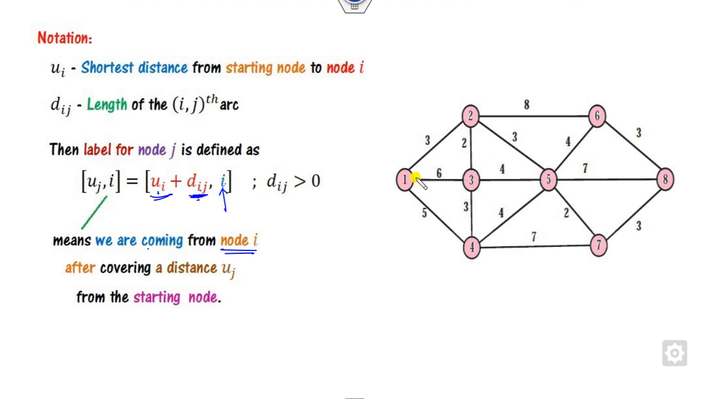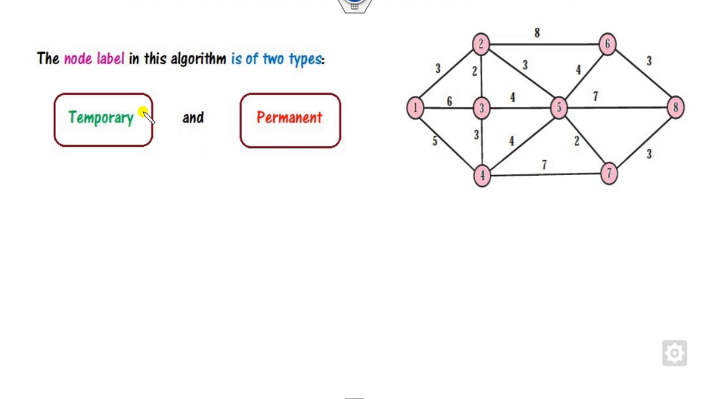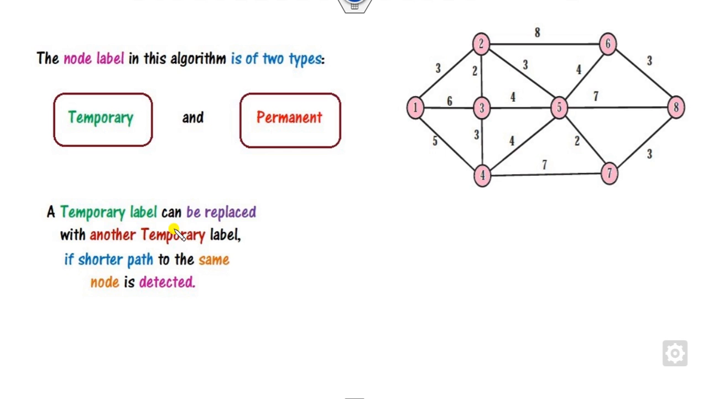You can see all these circles represent my nodes, which are of two categories: one is called temporary, the second is called permanent. Our basic target is to move all the temporary nodes to permanent nodes. The question is how we can make all the temporary nodes permanent. There are two ways. The first way is that a temporary label can be replaced with another temporary label only, when you detect a shorter path between the same nodes.